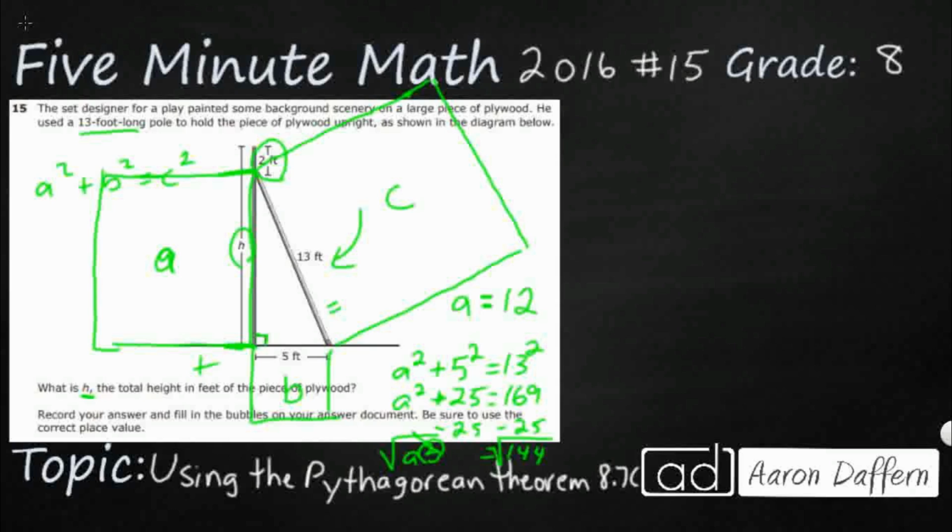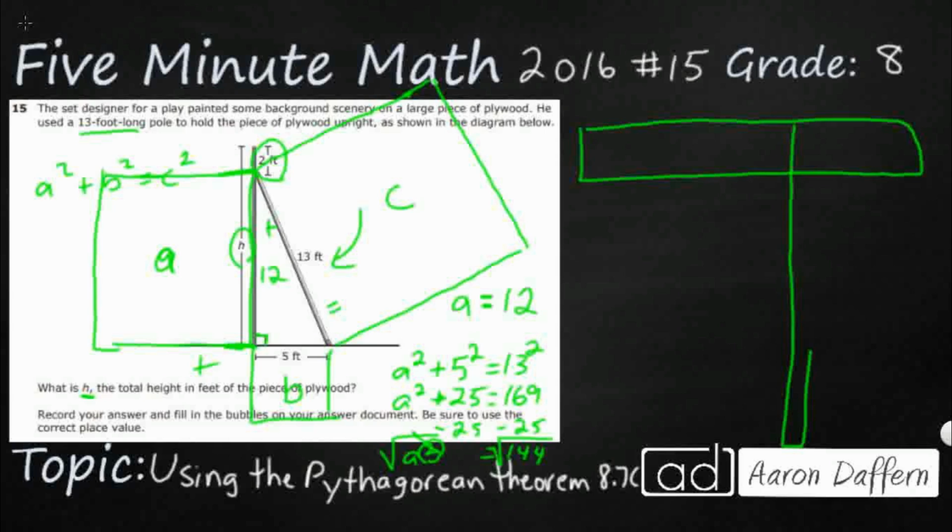So if you wanted to plug it back in, you could figure that out, but 12 squared plus 5 squared equals 13 squared. But that's not my answer. My answer is h. And remember, I got to add this 12 up with that 2. So my answer is going to be 14. So that's the tricky part. We could do all that work and get it wrong if we just put in 12.